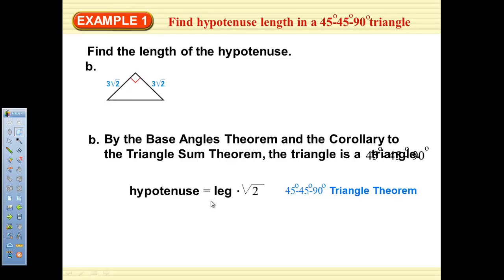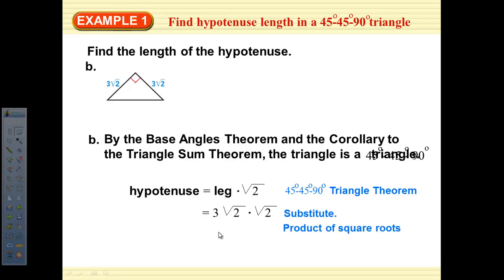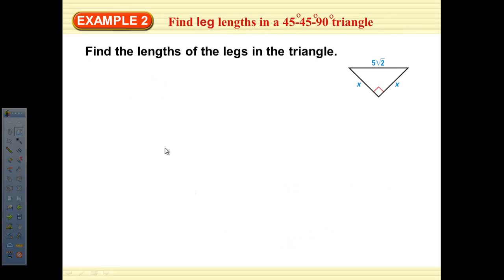It's a 45, 45, 90 triangle. Again, we just plug in the 3 rad 2 here, and when we multiply it out, we get 3 times 2, or 6.